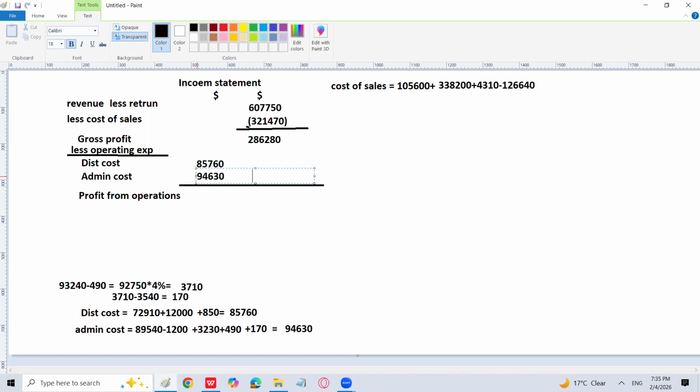And now I'm going to go for the operating expenses in total. Calculate it: 85760 plus 94630 is 180390. 180390. And then I will get the profit from operation.